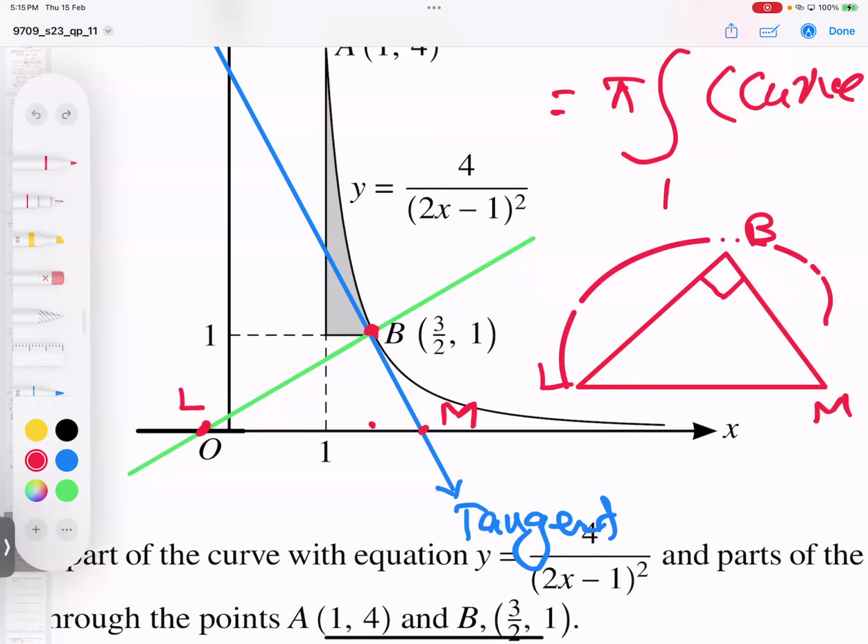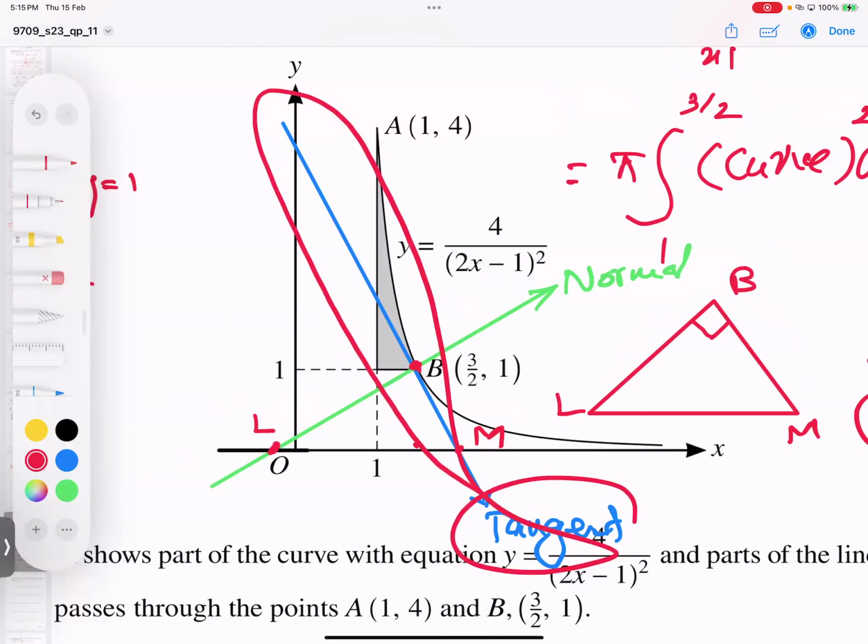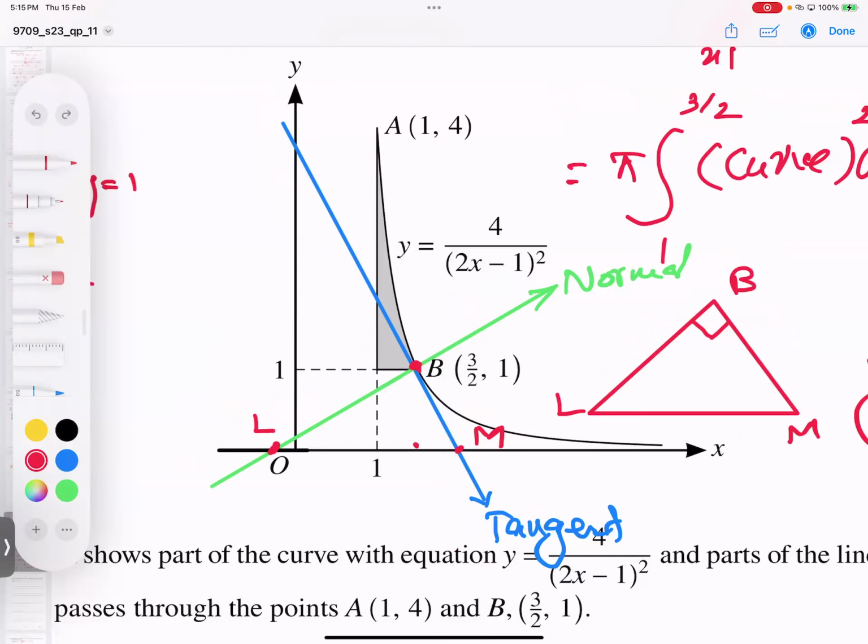Okay. Job number one, I discuss with you how to get L and M coordinates. Job number one, how to get the M coordinate. Common sense, you can see clearly. Okay, sorry, the green color line is called the normal. So job number one, how to get the M coordinates.